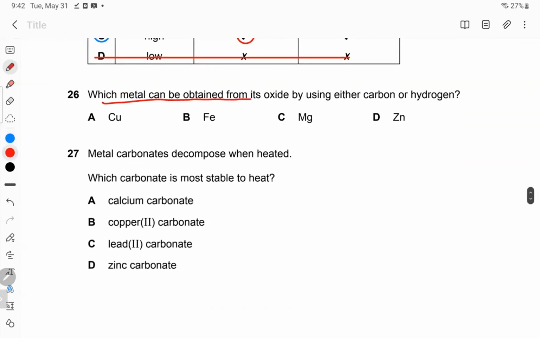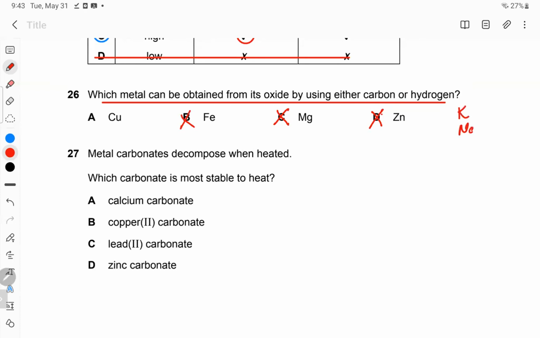Which metal can be obtained from its oxide by using either carbon or hydrogen? So which is below the carbon? And the answer is, I think you can easily mark C, magnesium, wrong. And they are asking about carbon or hydrogen. So it means it can be an element which is even lower than hydrogen. So if you recall the reactivity series over here, I can mark D and B wrong as well. Let me show you why.